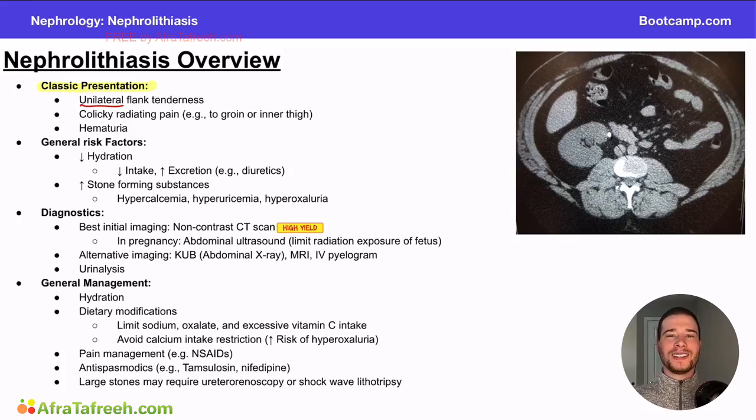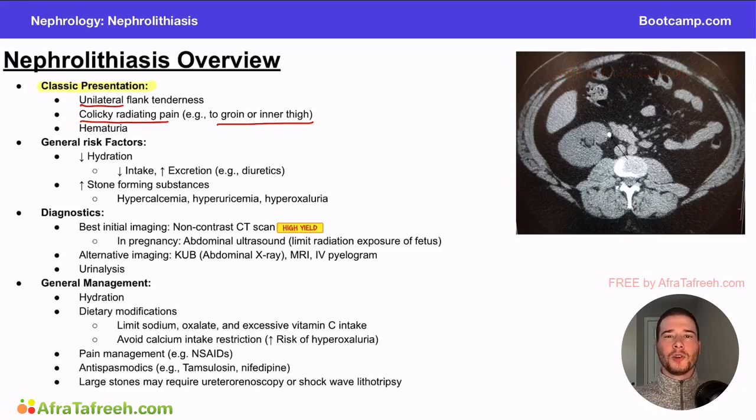The flank region is essentially referring to low back pain that can extend somewhere between the ribs and the pelvis, and so isolated pain in this area can potentially be indicative of a kidney stone. It's also important to know that we get colicky radiating pain most commonly to the groin or the inner thigh. And this is important to recognize as well in a question stem. If they talk about unilateral pain that's potentially radiating to the groin, this is potentially consistent with a kidney stone.